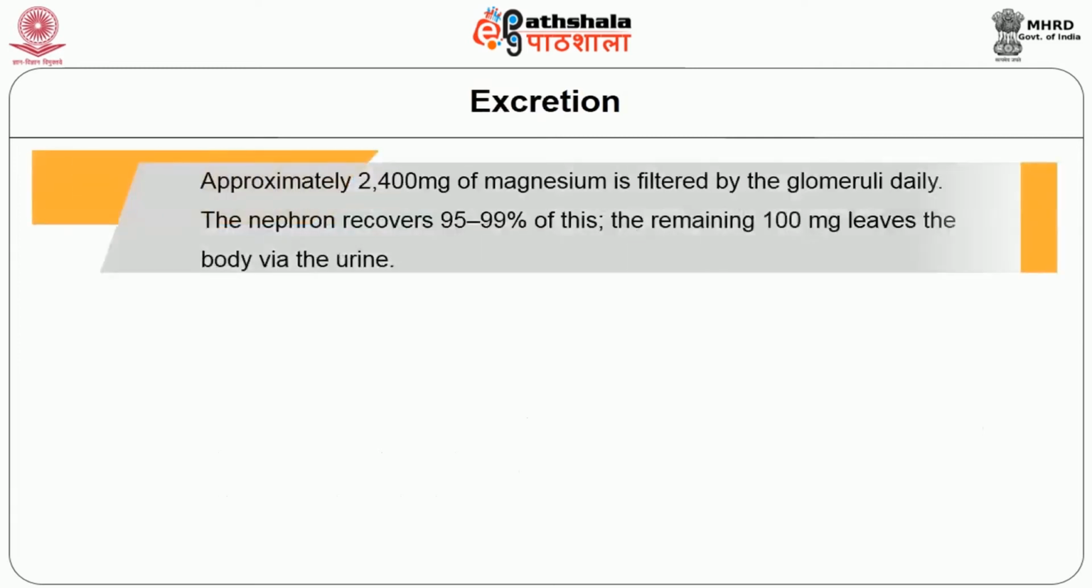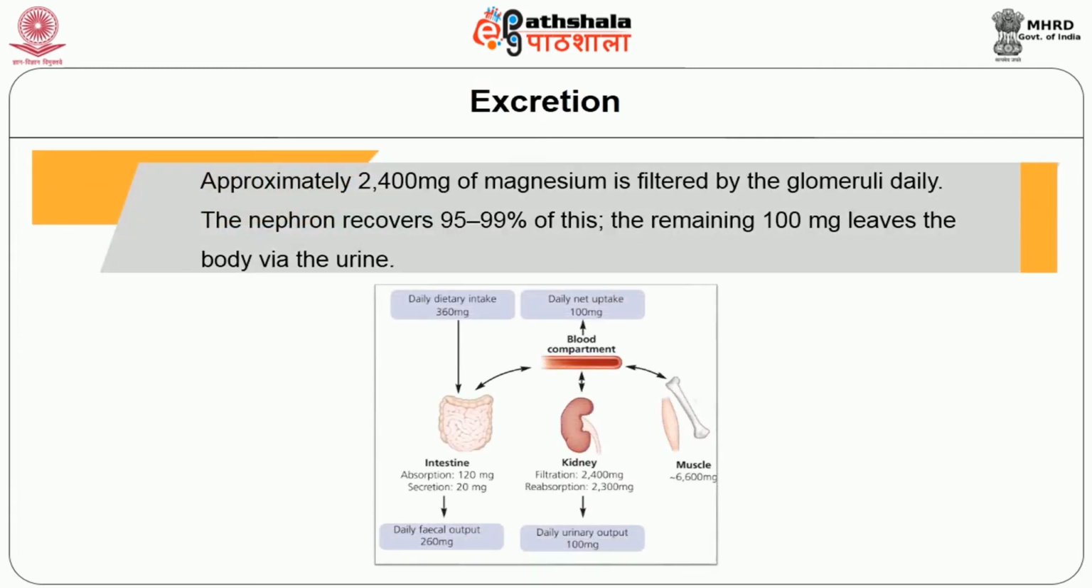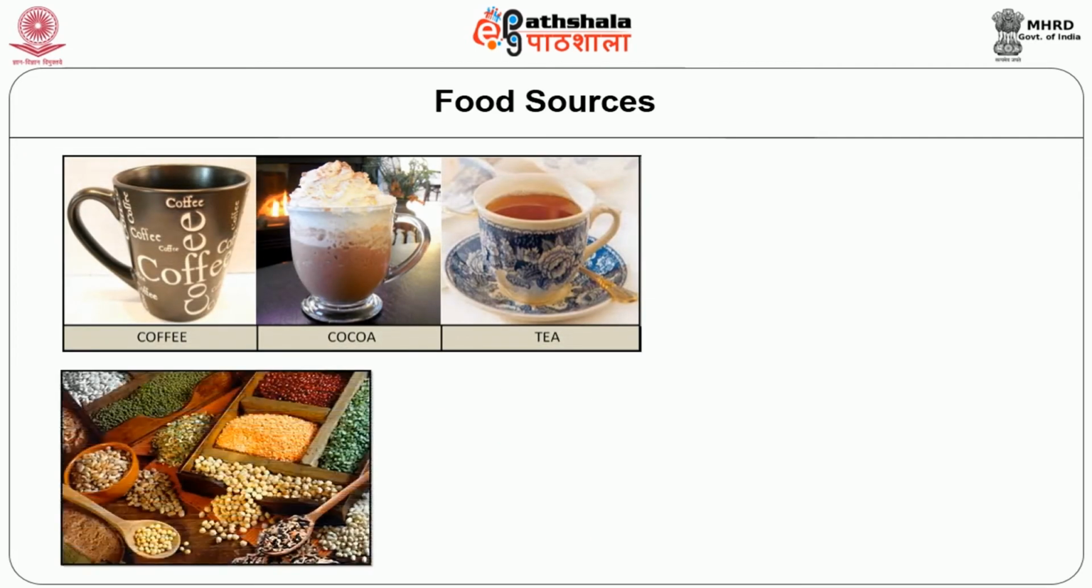Excretion of magnesium. Approximately 2400 milligrams of magnesium is filtered by the glomeruli daily. The nephron recovers 95 to 99% of this. The remaining 100 milligrams leaves the body via urine. Let us identify the food sources of magnesium.